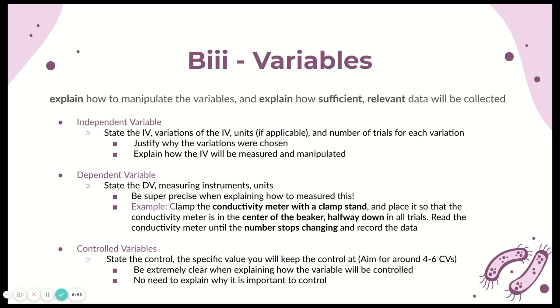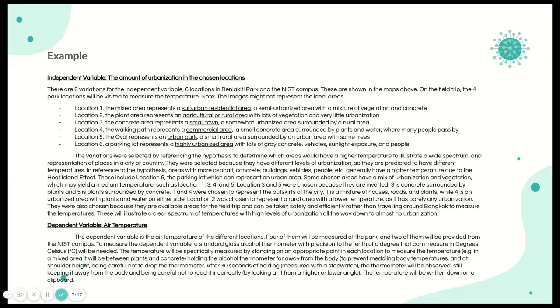So all you'll have to do is explain exactly how you will keep this variable the same in all trials and all variations. So this is how you'll measure relevant data. Sufficient data will be number of trials. So ensure you include the number of trials and why you're doing that many trials too.